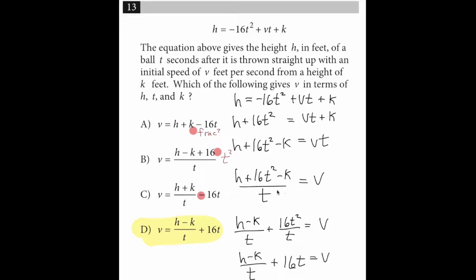And so I got to this point, and I looked over here, and I didn't see exactly what I expected to find in the answer choices, and it wasn't there. I saw this, which was kind of similar, but there was no fraction. I saw this was very similar, h minus k. We've got h minus k plus 16 all over t.